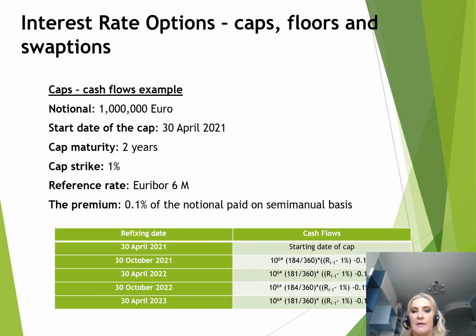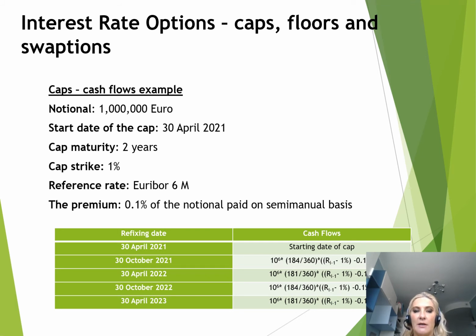In case the reference rate is 2% at the moment of refixing, and you have a strike of 1%, then you have the difference of 2% minus 1%, so 1% will be your cash in, driven by the cap, so driven by entering into this kind of instrument. However, there will be this additional premium which you have to pay because you bought the option, and the seller of the option will get this premium.